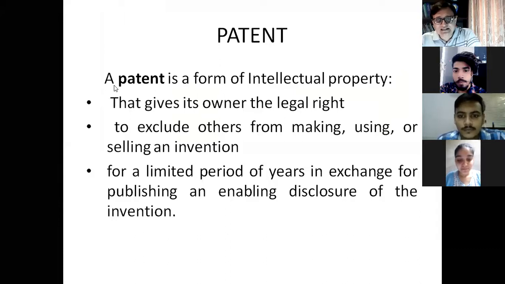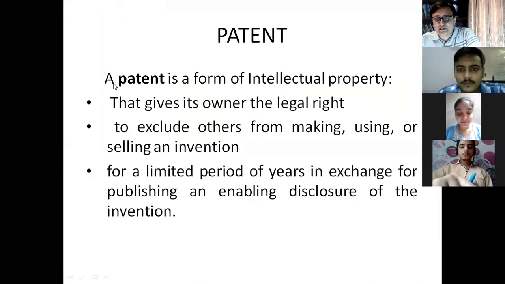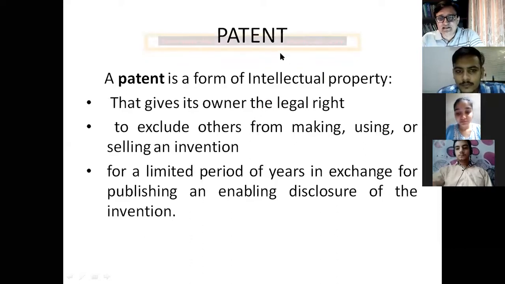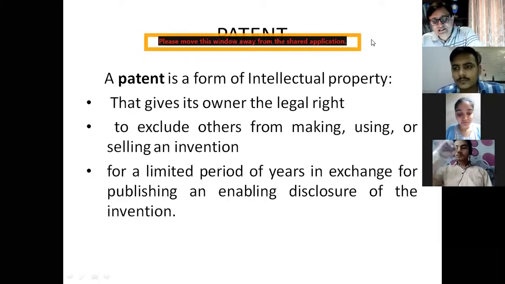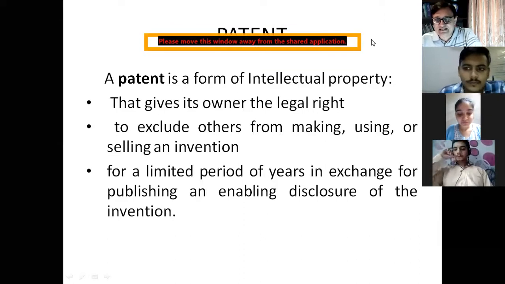What kind of legal right? That is to exclude others from making, using or selling an invention. If you have made certain inventions, then it is your right to make it, sell it, or use it according to your wish. But this is for a limited period of years in exchange for publishing and enabling disclosure of the invention.